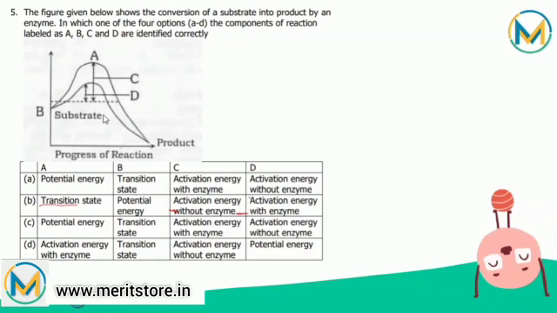An uncatalyzed reaction, labeled as C, has to cross a higher barrier as compared to the reaction catalyzed by an enzyme, labeled as D. Thus, enzymes work by reducing the free energy barrier between the substrate and the product molecule. And thus the correct answer is option B.